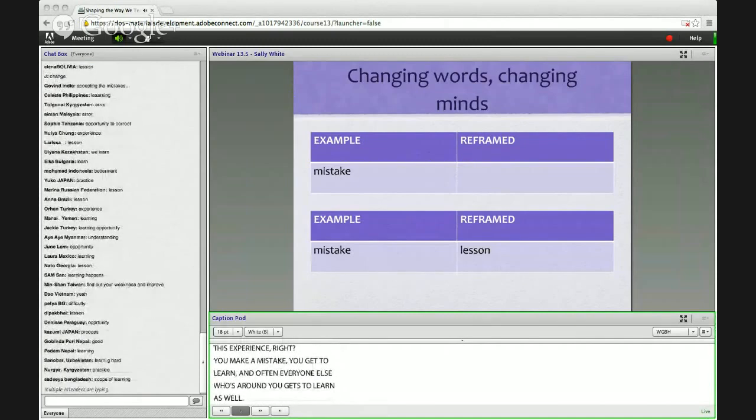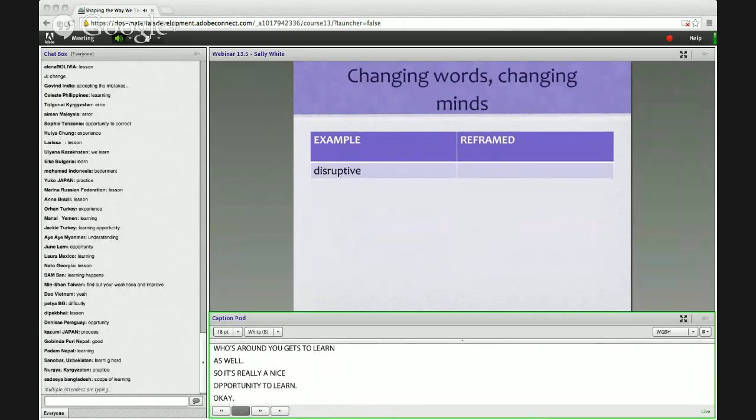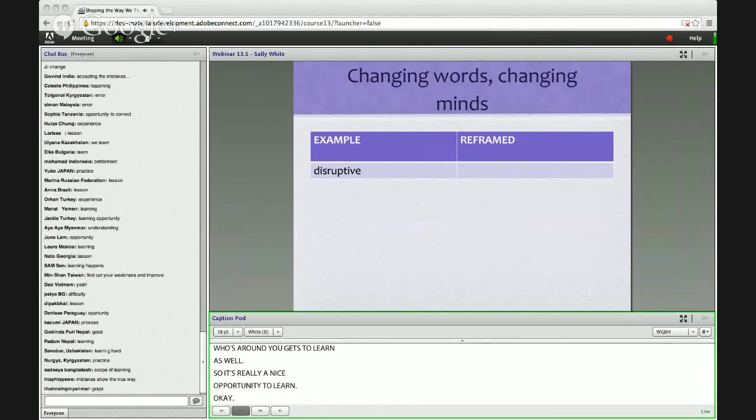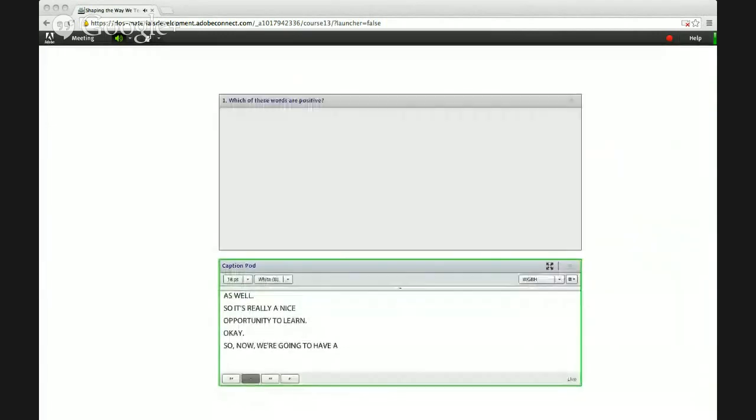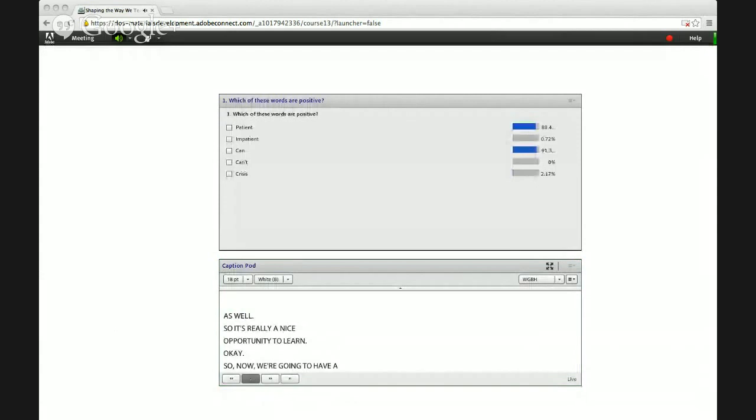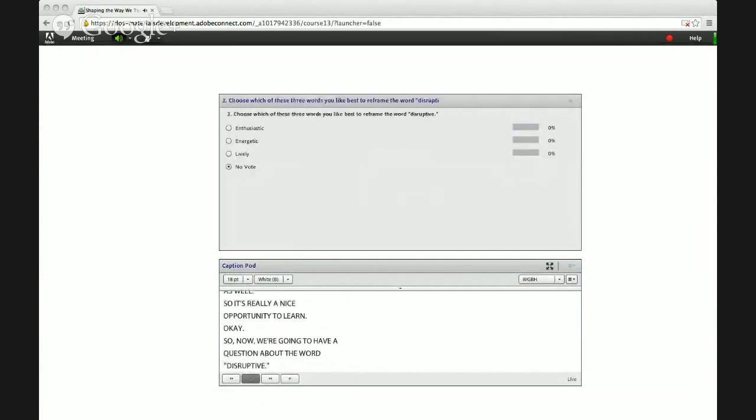Okay, so now we're going to have a question about the word disruptive. So if a student is disruptive, how can we talk about that student in a more positive way? And there's a poll for you here. Choose which of these three words you like best to frame the word disruptive.